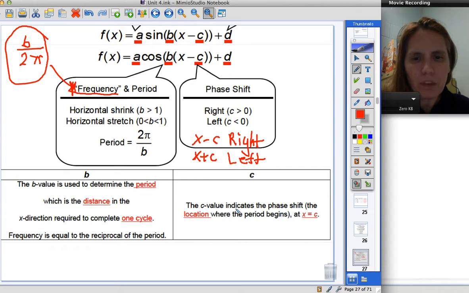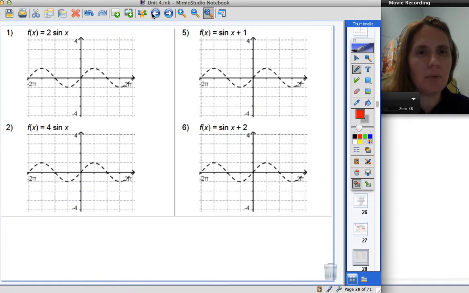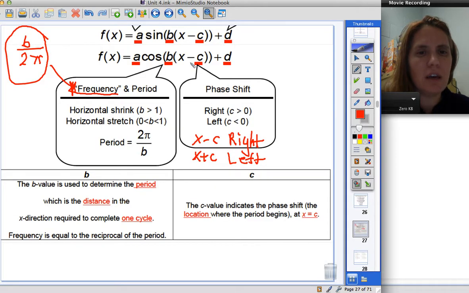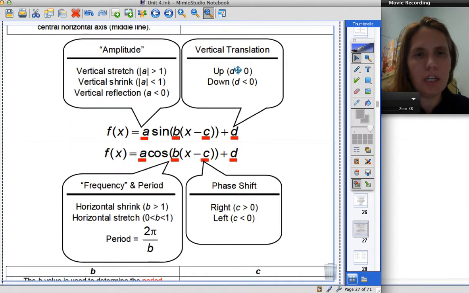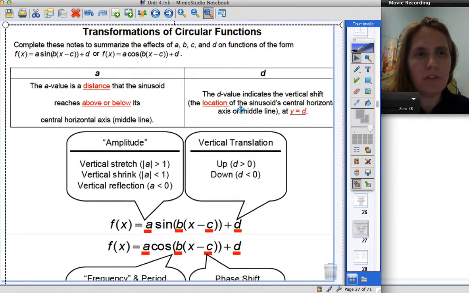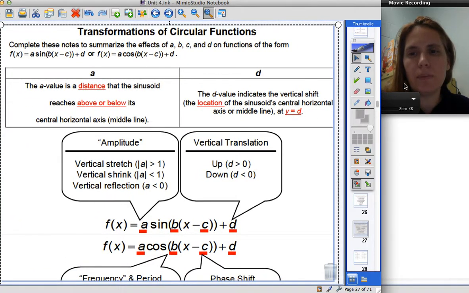Okay. Let's see, the location where the period begins, and so on. All right, so that's it. Hopefully it was nice, short, and sweet. We will get through the rest of this in class. We'll go through some examples in class. Just make sure you have these notes filled out. Make sure you review your parent function transformations from Algebra 2 and Algebra 1. All those parent function transformations, you need to know them.